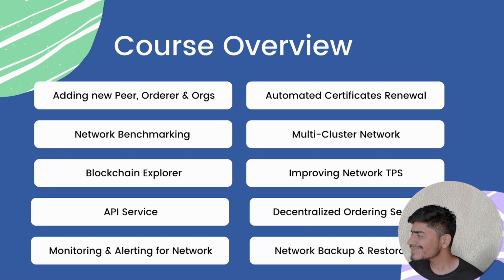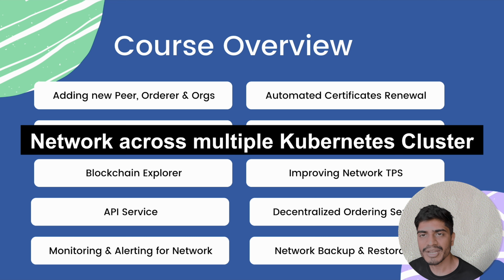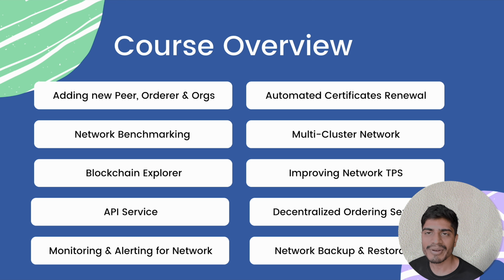Now another section is again slightly more advanced, which is a multi-cluster network. And the goal of this section is that by the end of it, we should be able to set up a network which is running across multiple clusters. So I'm giving an example here that you can have a Fabric network with two organizations, where one organization can be running in a cluster A and the other organization can be running in a different Kubernetes cluster. All of that is covered in this particular section.